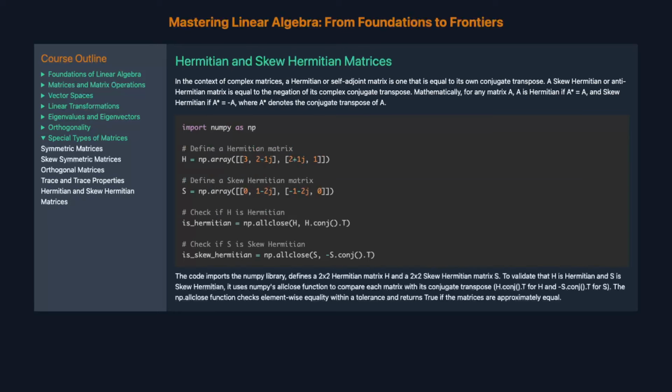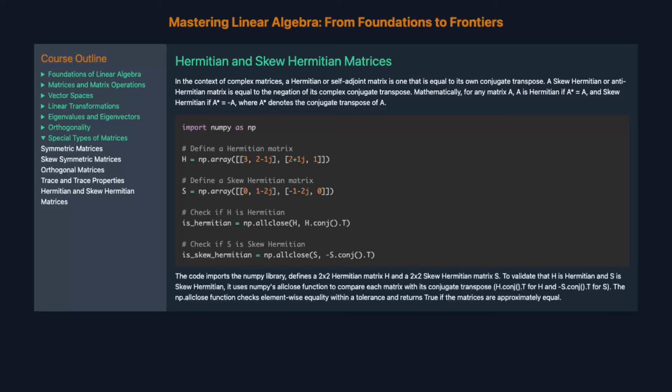Hermitian and skew Hermitian matrices. In the context of complex matrices, a Hermitian or self-adjoint matrix is one that is equal to its own conjugate transpose. A skew Hermitian or anti-Hermitian matrix is equal to the negation of its complex conjugate transpose. Mathematically, for any matrix A, A is Hermitian if A equals A*, and skew Hermitian if A equals minus A*, where A* denotes the conjugate transpose of A.